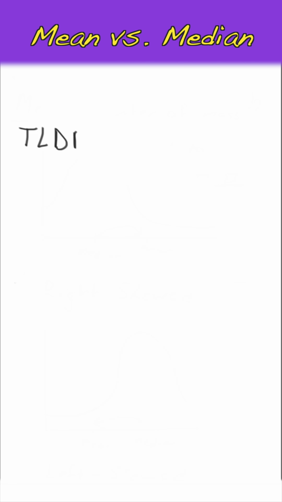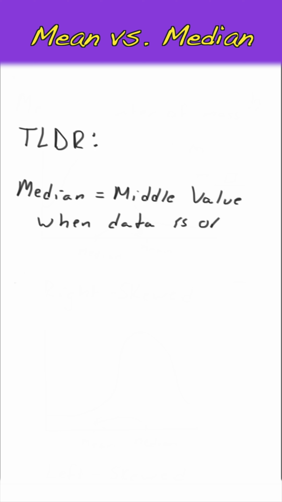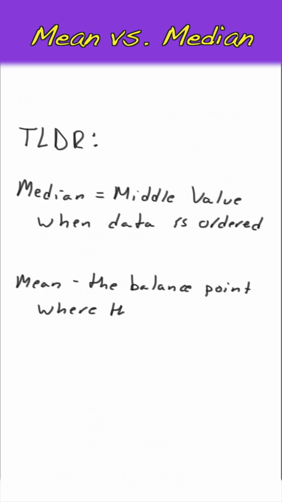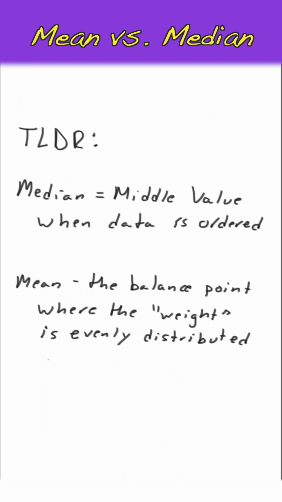The TLDR: the median is the literal middle value when the data is ordered. The mean is the balance point where the weight is evenly distributed on both sides.